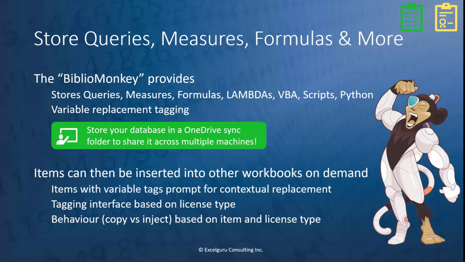Some things are available for free users, like formulas right across the board. Other ones, like automatically injecting a query or a measure, well, those ones require a pro license, but we'll still let you copy it so that you can paste it in manually should you need to do so if you're working on a free license. So we're trying to find the best mix here. Let's go hop over and take a quick look at how the BiblioMonkey actually works.